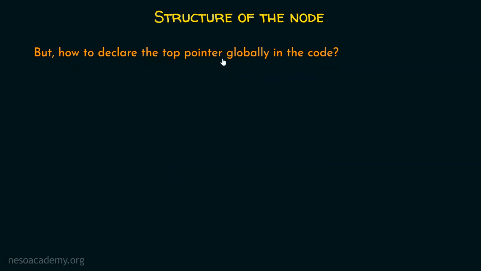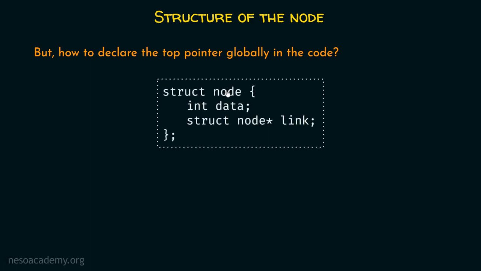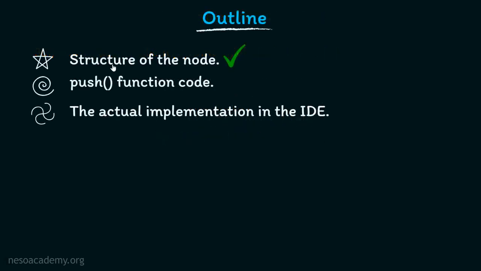But how to declare the top pointer globally in the code? We can declare a top pointer globally. There is no problem. For this, we will mention something like this: star top equal to null. Obviously, this top pointer must point to the first node of the linked list. This means the type must be struct node. That is why I have written star top equal to null over here. This piece of code will be declared at the top in the program and it must be global. Therefore, automatically this top pointer will be global. And here you can see I have initialized it to null. This is also important. Currently, the stack is empty, right? That's why the top must be null. So we are done with structure of the node.